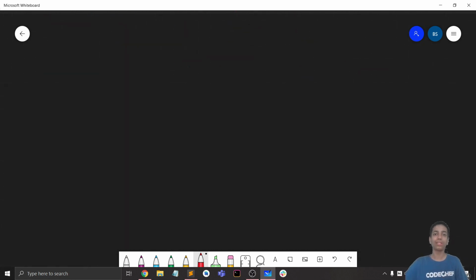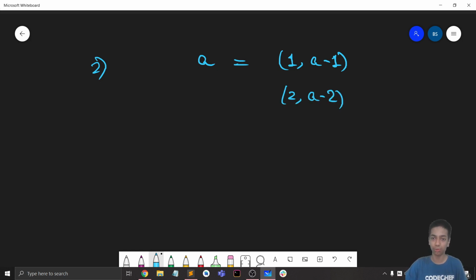Now let us move on to the second observation. So you have a number a. In how many ways can you split a? So a can be written as 1 comma a minus 1, right? In this case, they sum up to a. It can be written as 2 comma a minus 2, 3 comma a minus 3, so until a minus 1 comma 1, right? So these are all the ways in which a can be split.